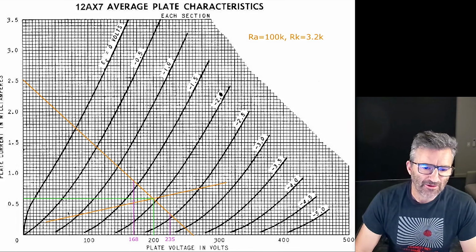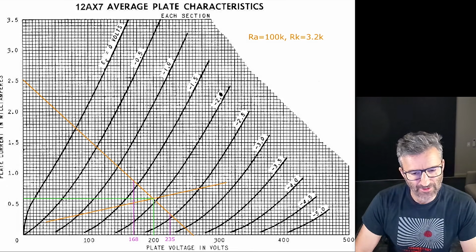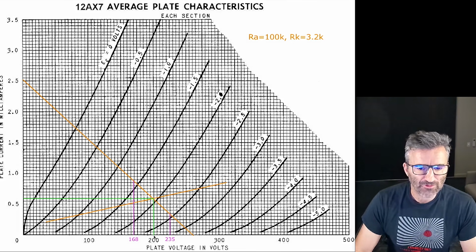And so here's our cathode line. We drew it the same way as I described before. Here's the load line for the plate. And so right here at the intersection is our operating point, or the bias point of the tube, and you can see the green lines here, right? This is kind of basically back down to 200 volts.